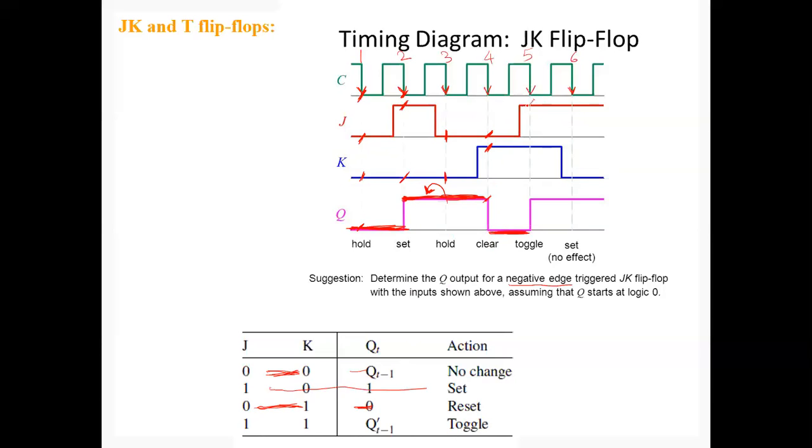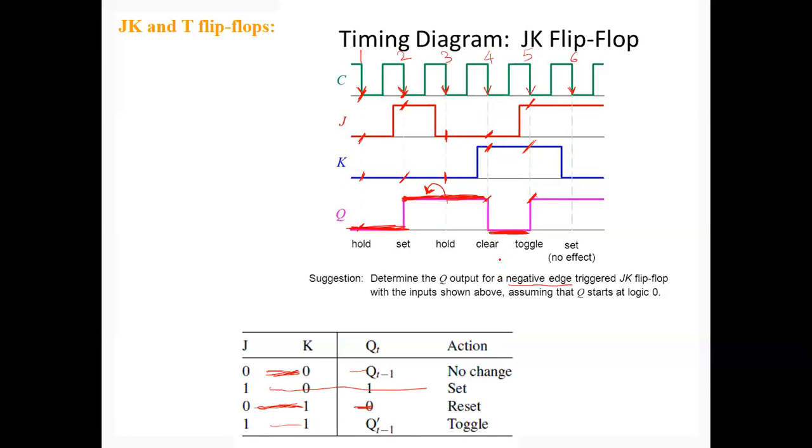Okay, so we are right here. So at 5, what is your J? 1, K is 1, right? So when J equals 1, K equals 1, what do you get? Toggle. Toggle meaning what? So toggle, right here it happens, toggle is happening, right?